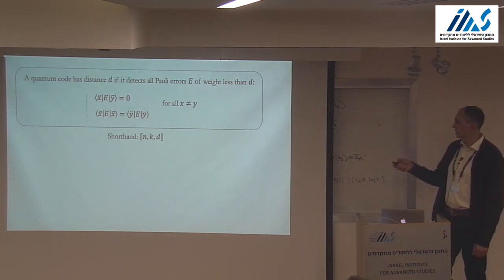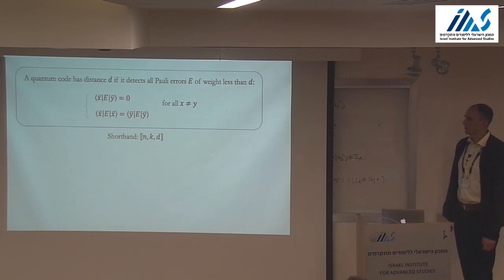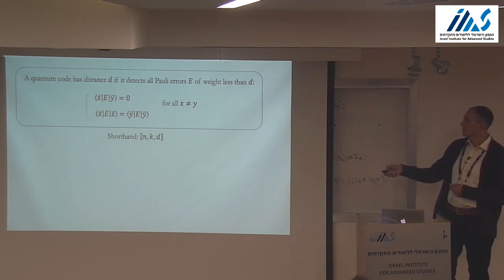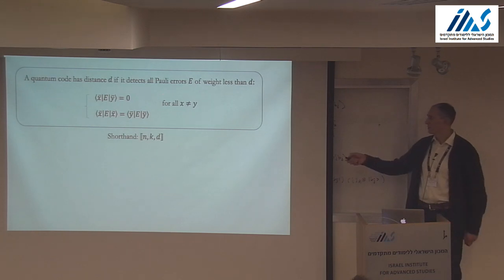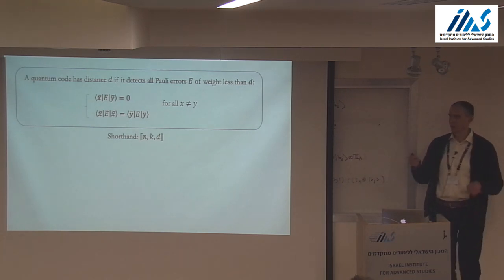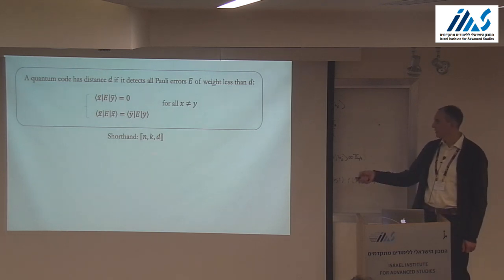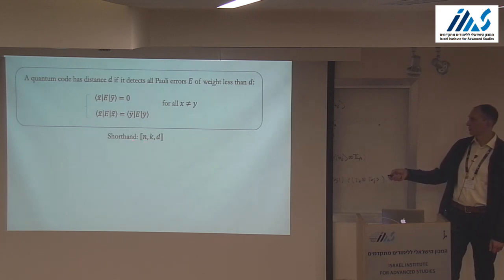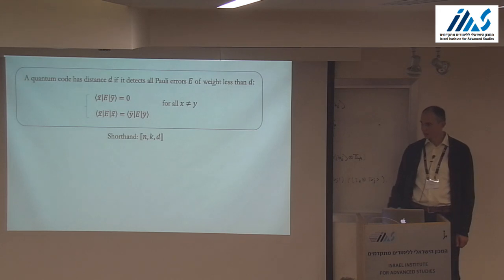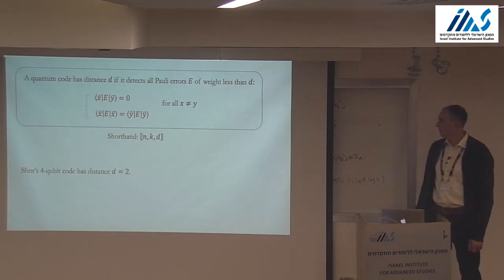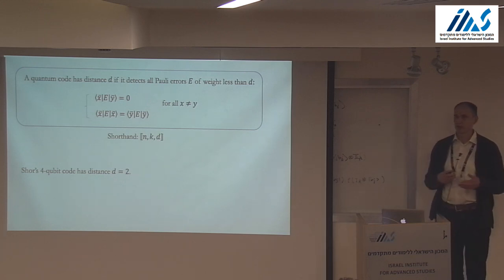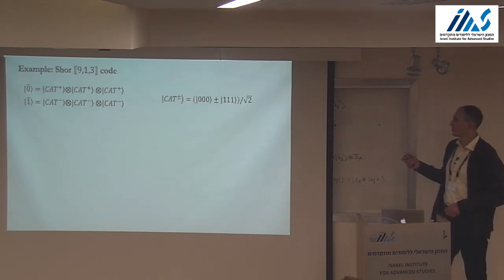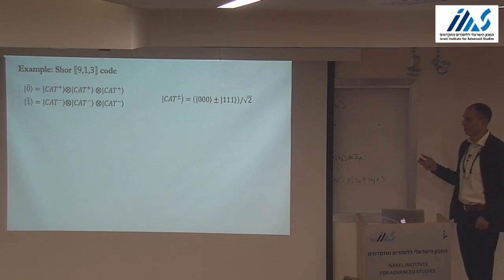And in particular, we say that a code has distance d if it detects all Pauli errors of weight less than d. So this error detection condition should hold for any Pauli error E of weight between 1 and d minus 1. And I will use this shorthand notation for a code with k logical qubits, n physical qubits and distance d. So, for example, the 4-qubit Shor's code that I showed you has distance 2. And now let's somehow generalize this example to a distance 3 code.